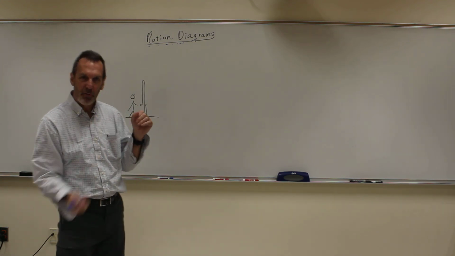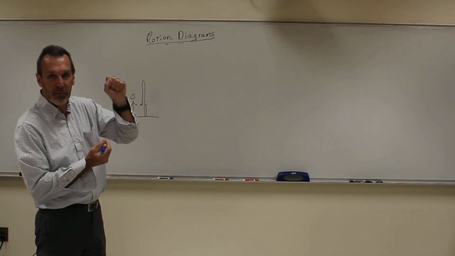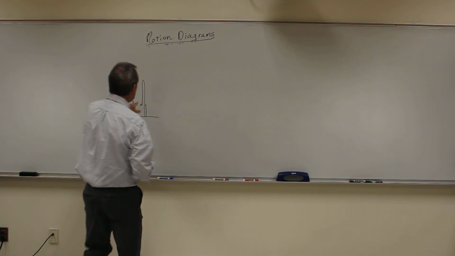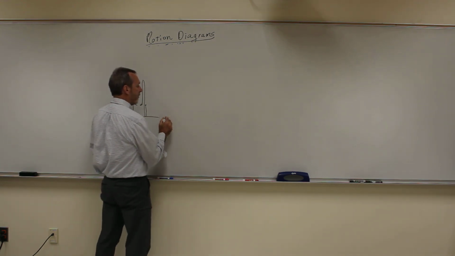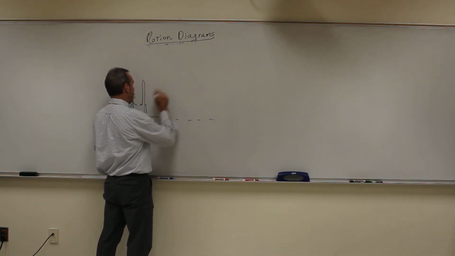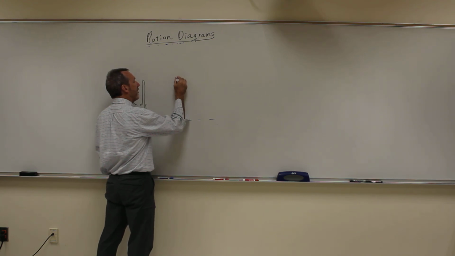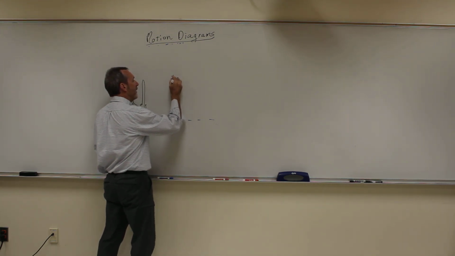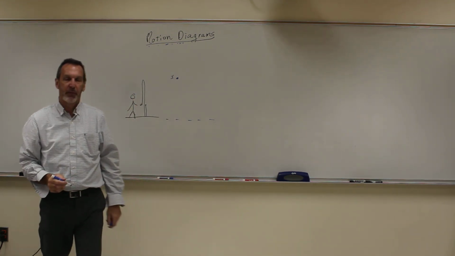So I'm not going to do the part where it accelerates. I'm going to start right after it leaves my hand. That's where I'm going to start. So we're going to do it here. I'm going to do a bigger scale to this. So this is, let's say, where it leaves my hand. This is position 1. This is where it starts right here.